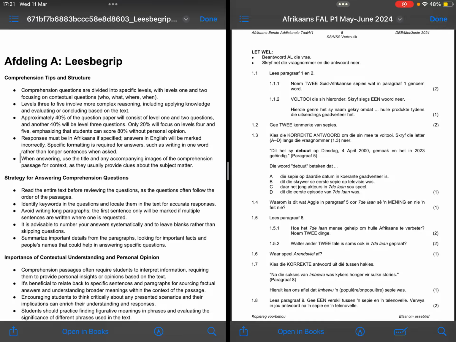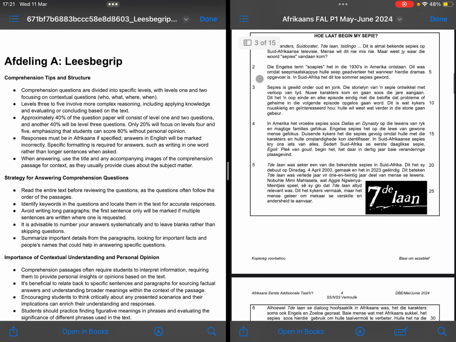this is very important. When answering, use the title and any accompanying images of the comprehension passage for context, as they usually provide clues about the subject matter. So another tip that you may have learned in school, maybe not, is that the way that it's structured is a mirror to the way that the text is structured.